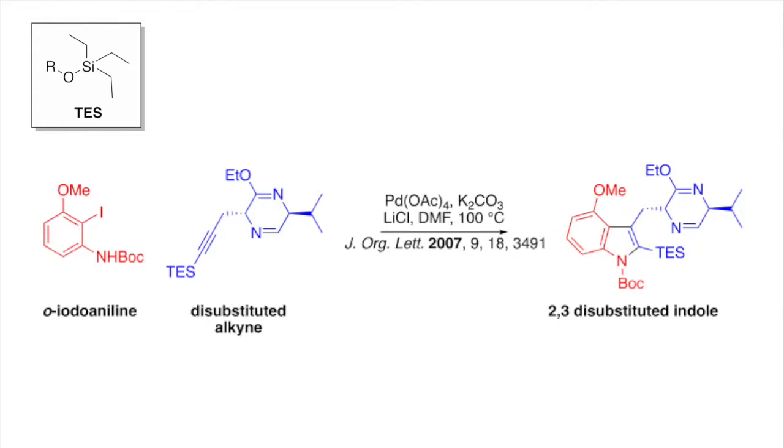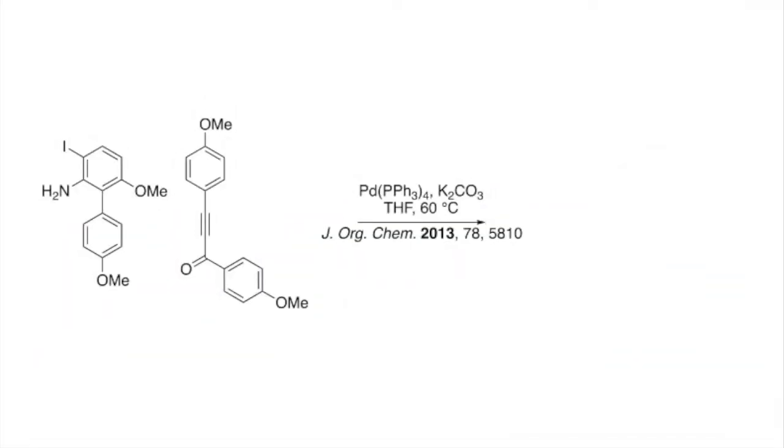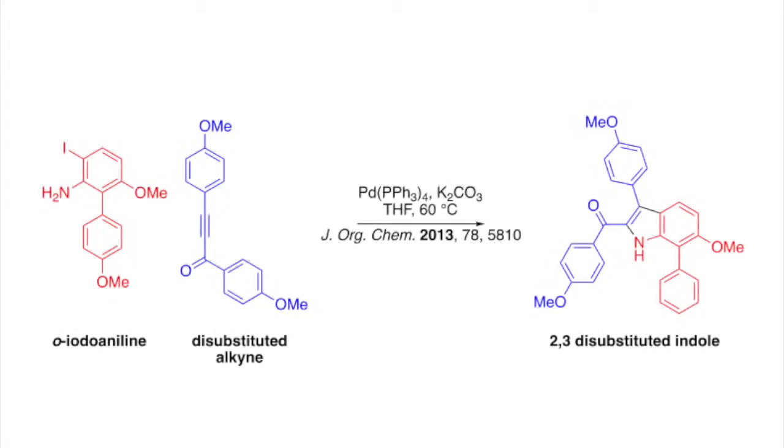Here we see that the larger group, the TES group, is in the 2 position on the indole ring. Here we once again see the regioselectivity of this reaction with the larger group at the 2 position next to the nitrogen.